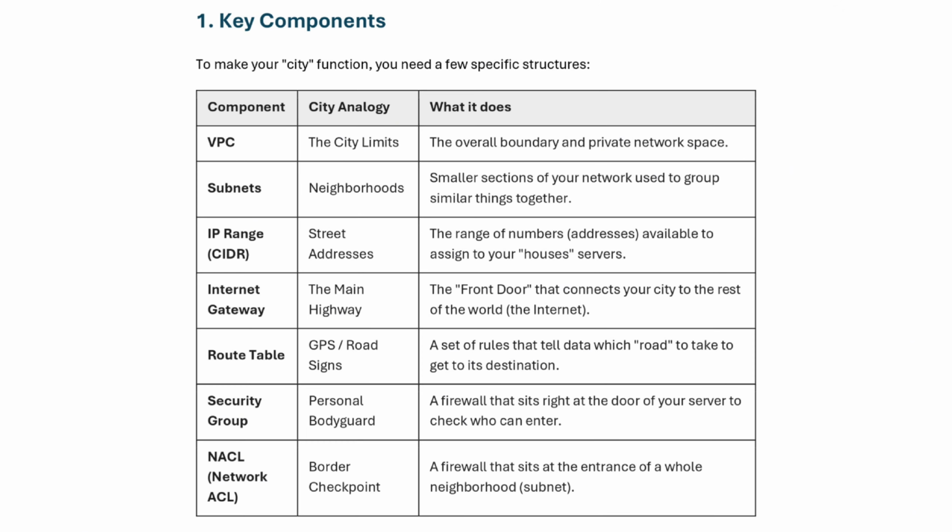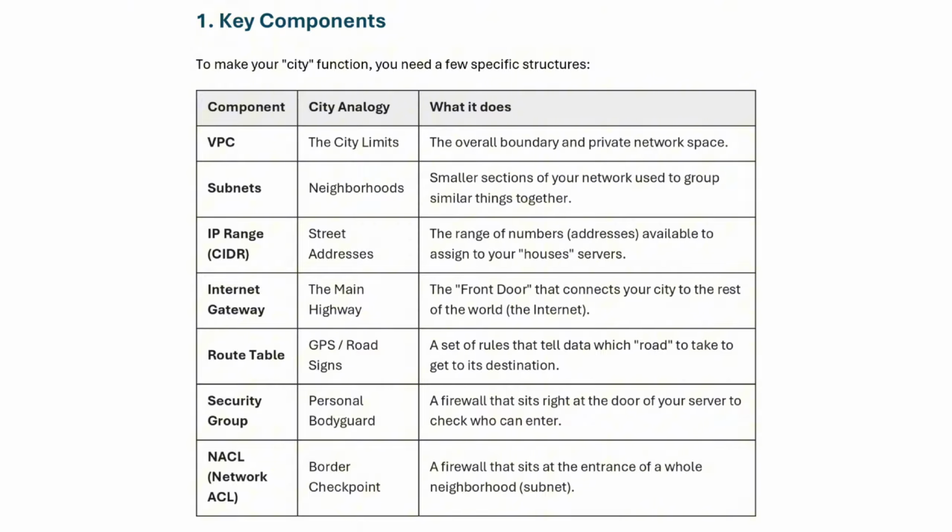What are key components of VPC? VPC is like the city limits. What it does: the overall boundary and private network space. Subnets are like neighborhoods, smaller sections of your own network used to group similar things together. IP range or CIDR notations are like street addresses, the ranges of numbers or addresses available to assign to your house's servers.